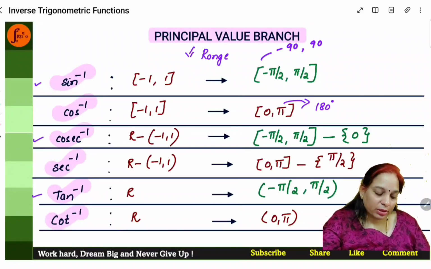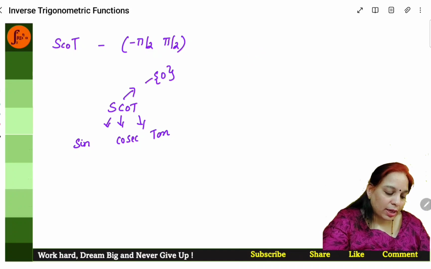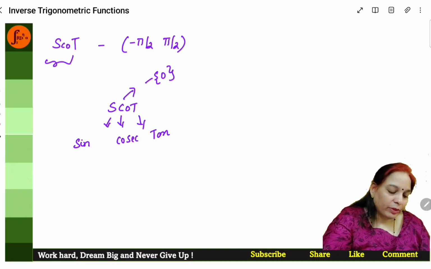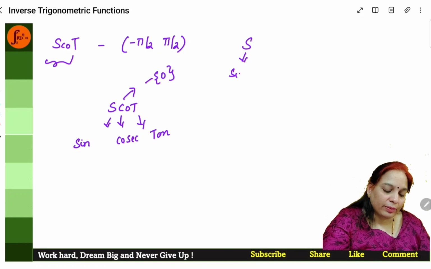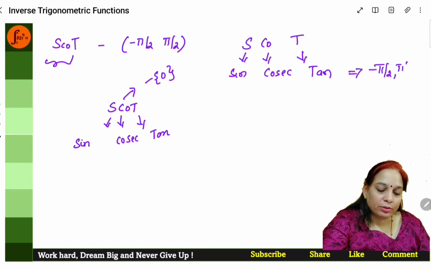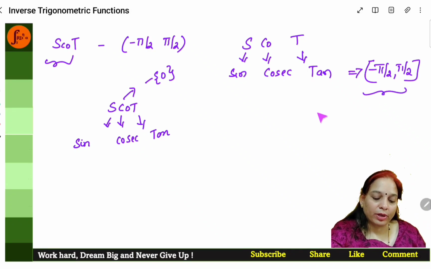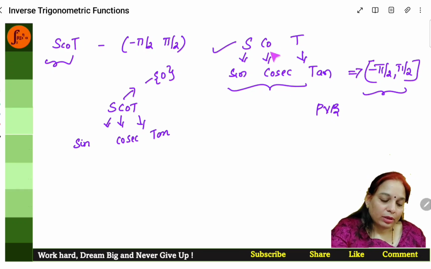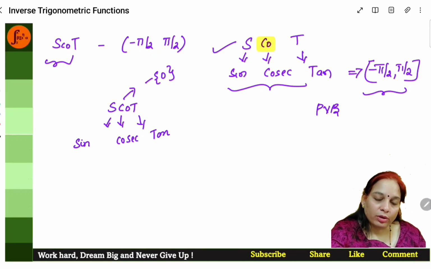There's another way to remember this. You can remember the first group as scot. So you have S, which is sine, and you have CO, which is cosecant, and you have T, which is tan. And the range for this is minus pi by 2 to pi by 2. This is the principal value branch for sine, cosecant and tan. So you can remember it as scot. CO is for cosecant. So scot, you can remember it this way.